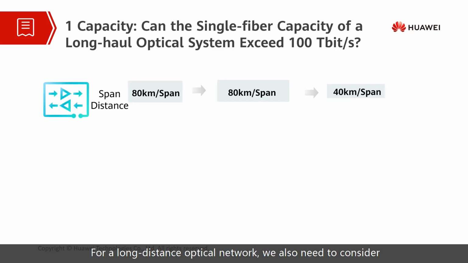For a long-distance optical network, we also need to consider not to reduce the transmission distance when we increase the system capacity at the same time. So according to the Shannon's theorem, the higher the spectrum efficiency, that is, the higher the modulation order, the higher the signal-to-noise ratio requirement for the system.